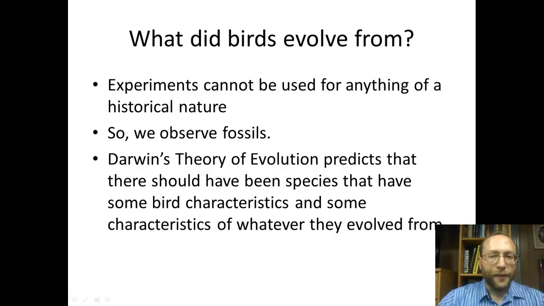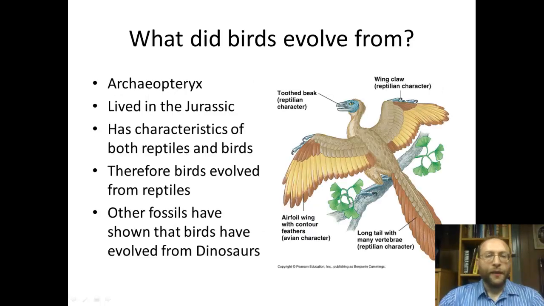And in the 19th century, they found one. This is the most famous of the transitional species, Archaeopteryx. The Archaeopteryx lived in the Jurassic, which was in the time of the dinosaurs, and it has characteristics of both reptiles and of birds.